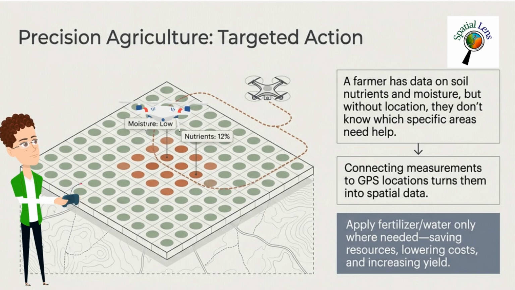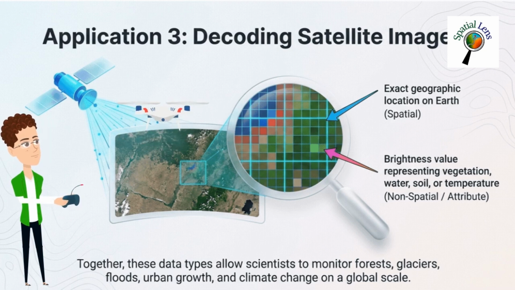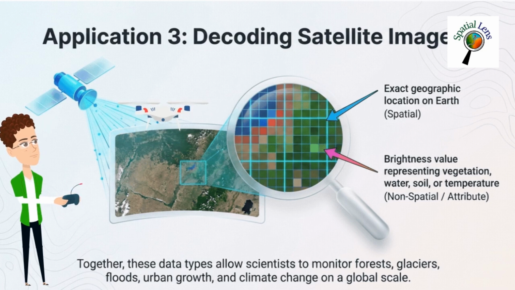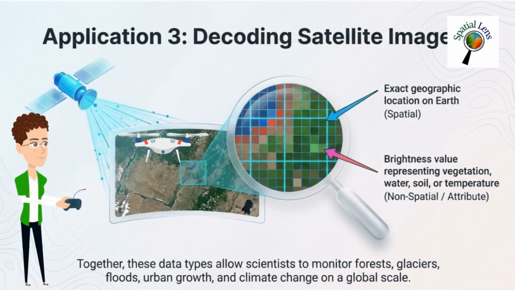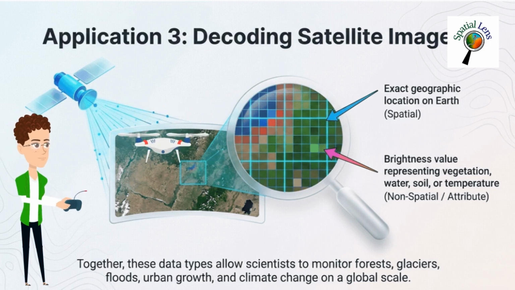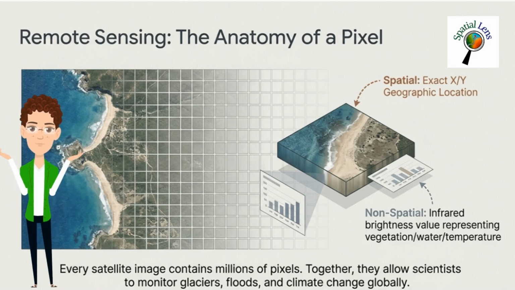Remote sensing also depends heavily on spatial data. Every satellite image contains millions of pixels. Each pixel has an exact geographic location on Earth, making it spatial data. The brightness value stored inside each pixel, whether it represents vegetation, water, soil, or temperature, is attribute information, or non-spatial data. Together, they allow scientists to monitor forests, glaciers, floods, urban growth, crop health, and climate change.